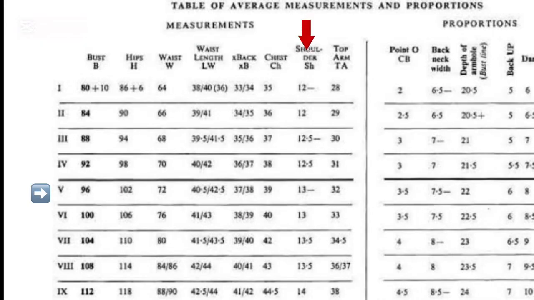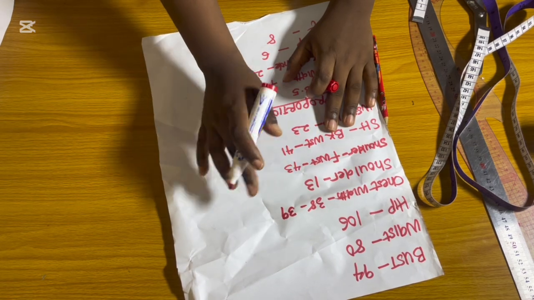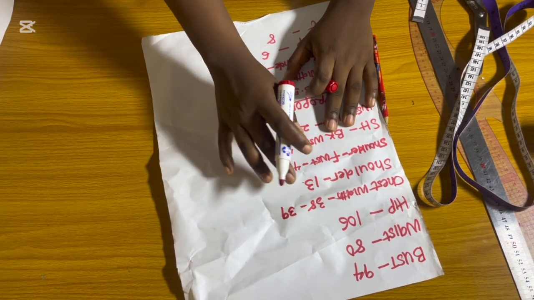The next measurement to compare is the shoulder. On the chart, we have 13 centimeters. And on the paper, we also have 13 centimeters. So we are going to be working with the 13 centimeters.